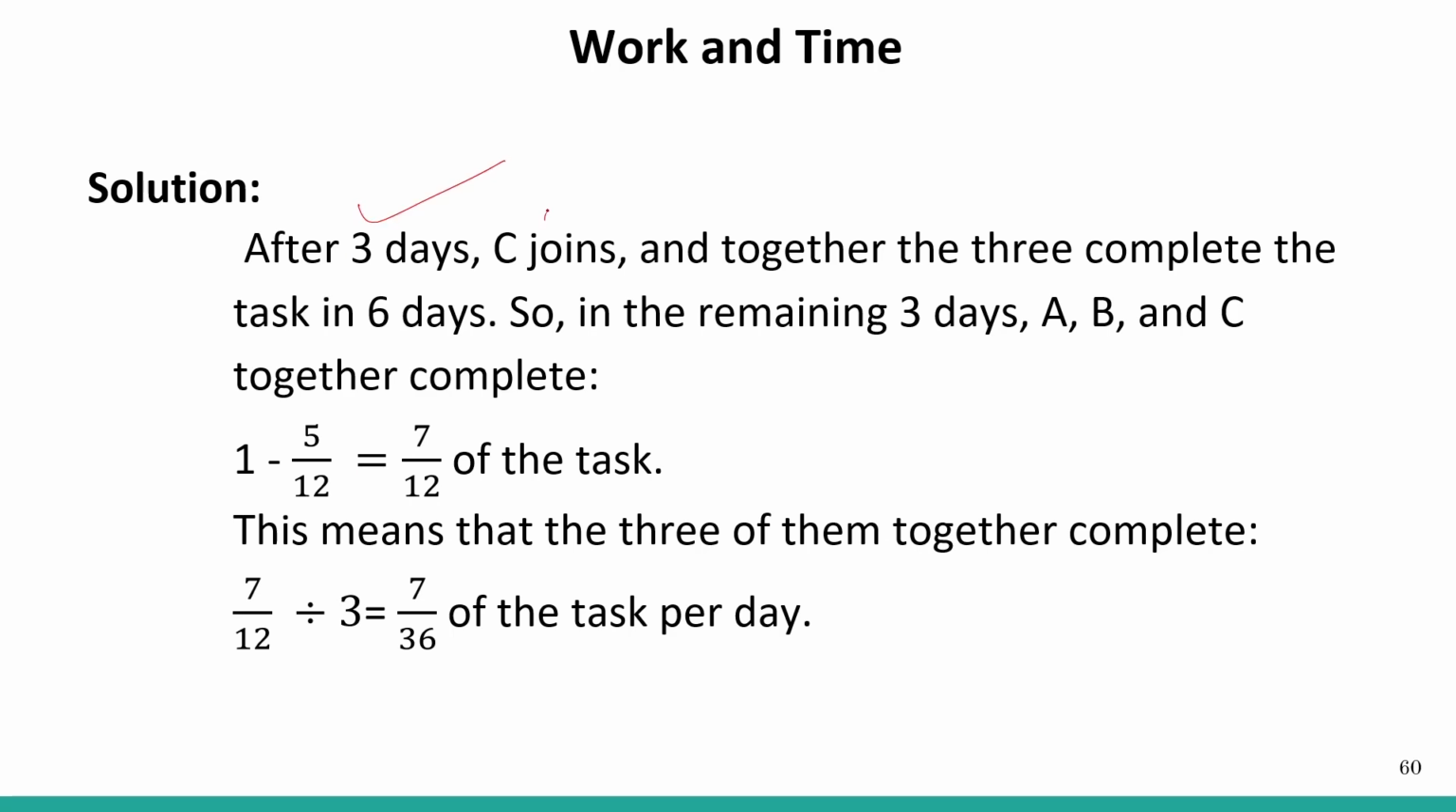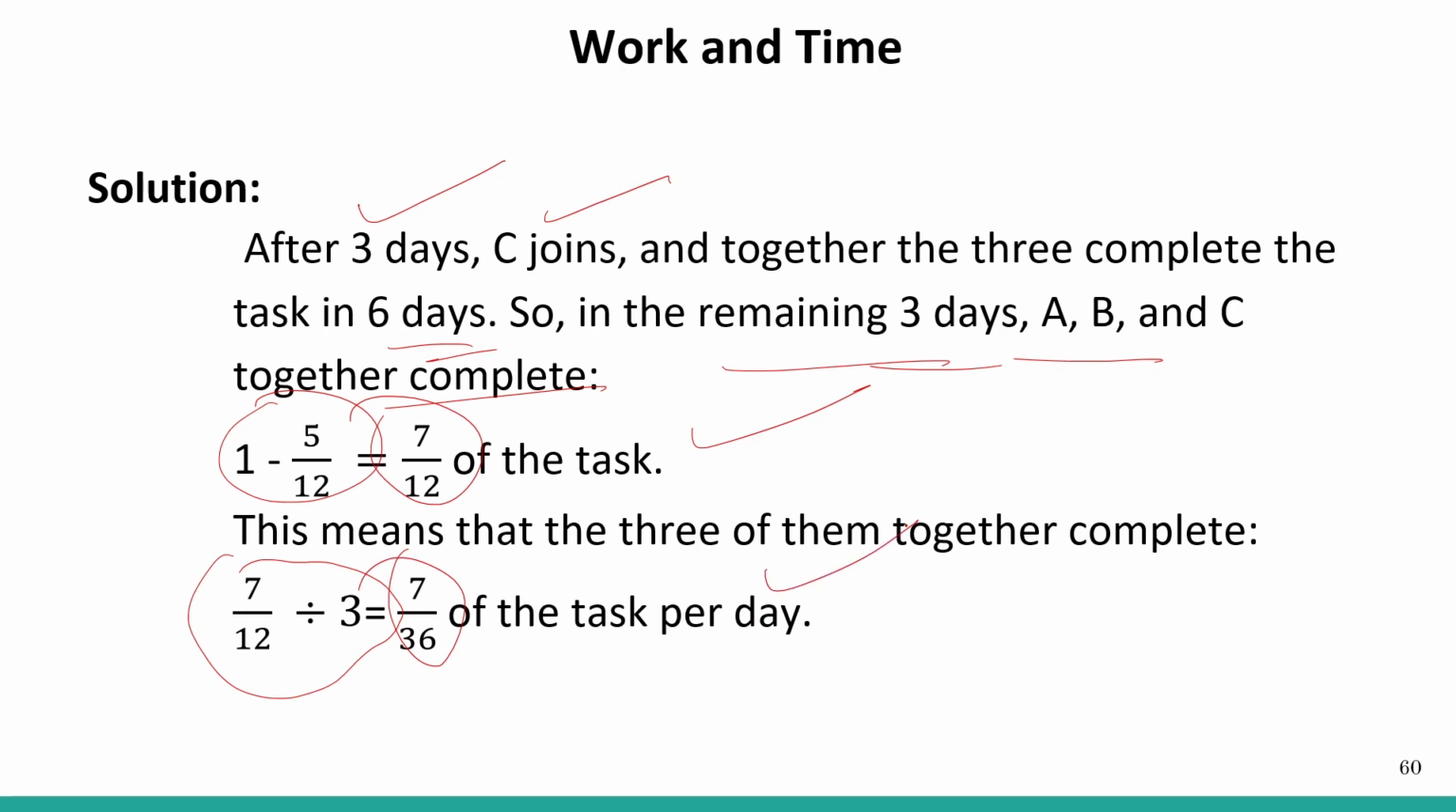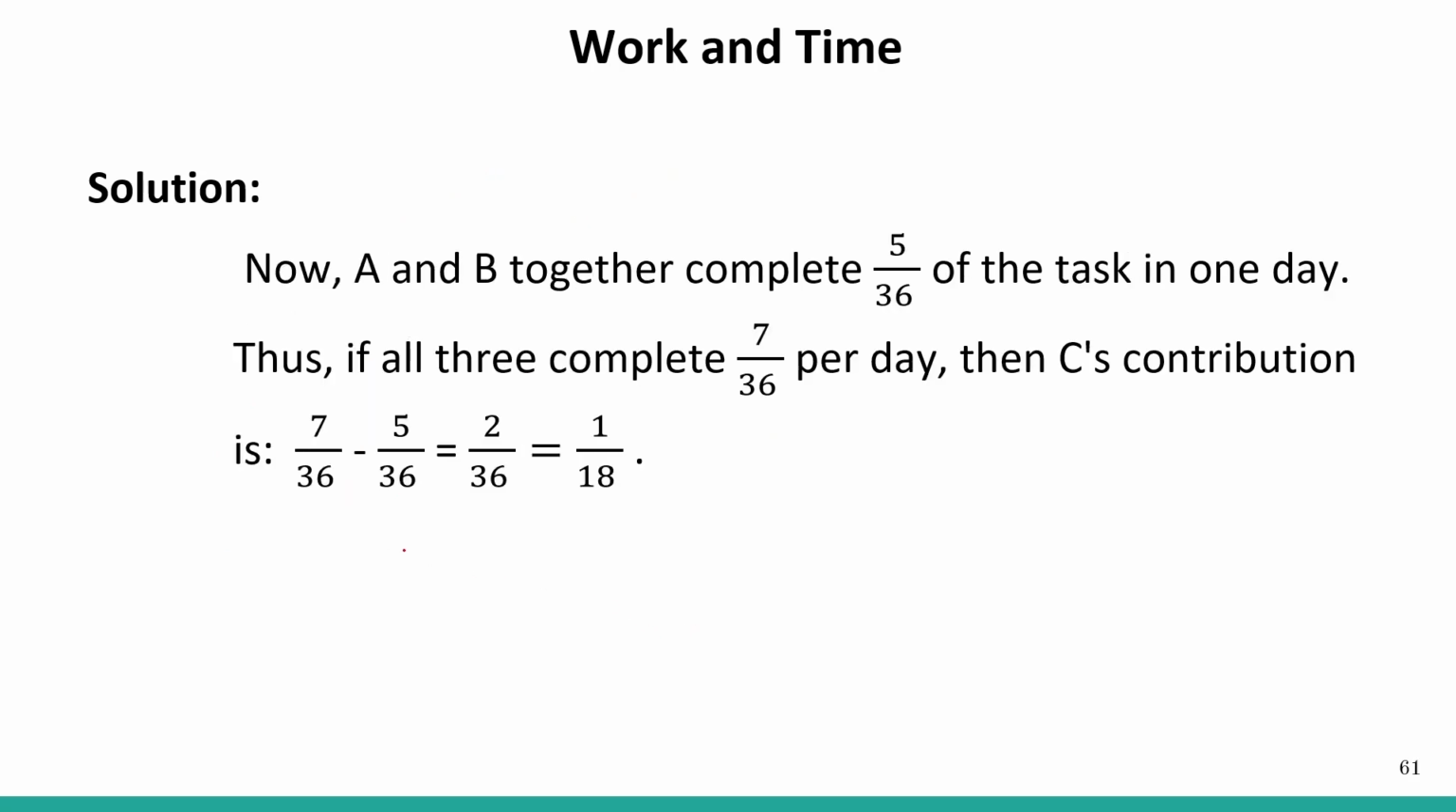So after 3 days, C joins, right? So now in the workforce, the work rate of C will also contribute. So together the three complete the task in 6 days. So in the remaining 3 days, A and B and C together complete 1 minus 5 by 12, the remaining, that is 7 by 12 of the task. So this means that the three of them together completed 7 by 12 by 3, that is 7 by 36 of the task per day. Okay, this is their combined work rate for the remaining 3 days of A, B, C.